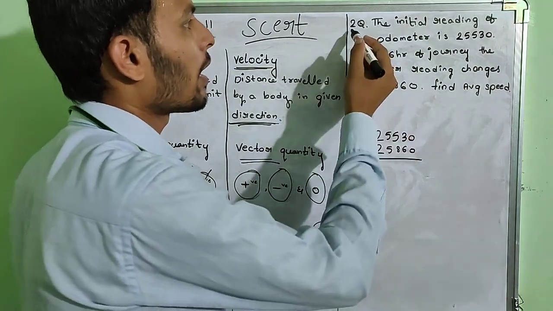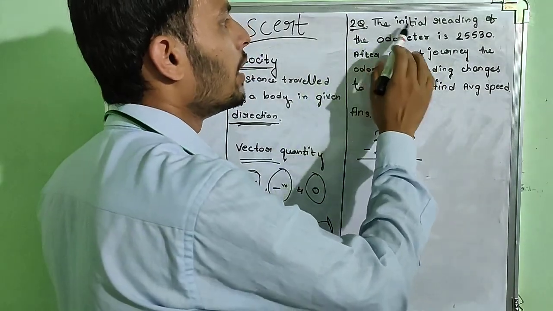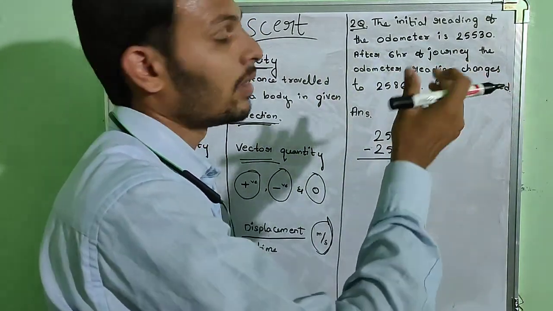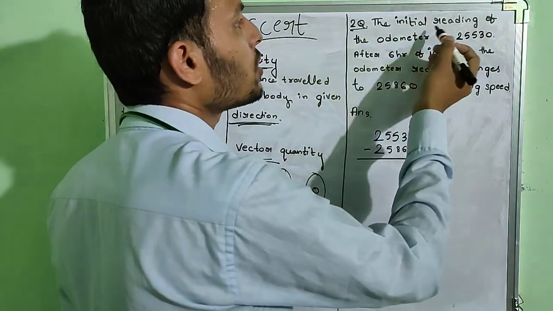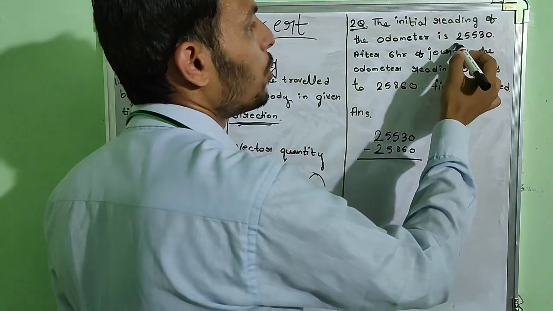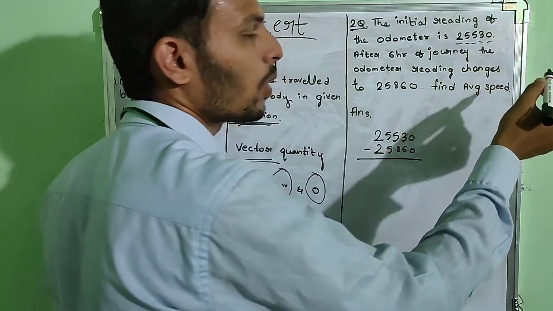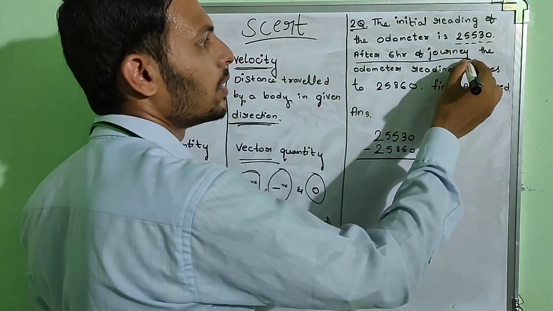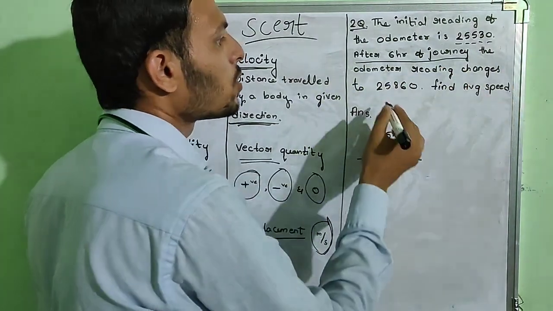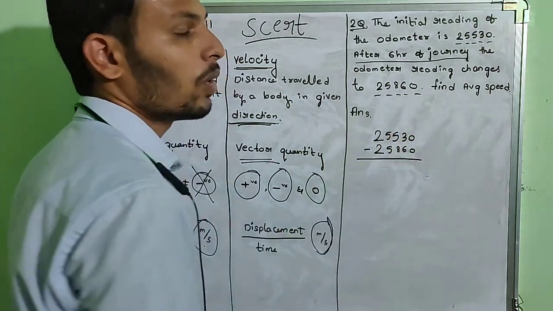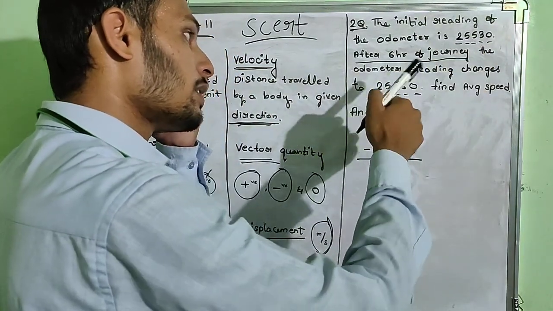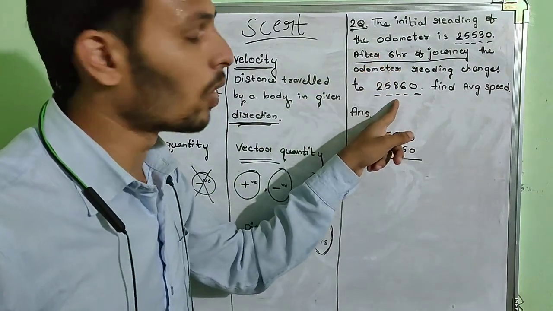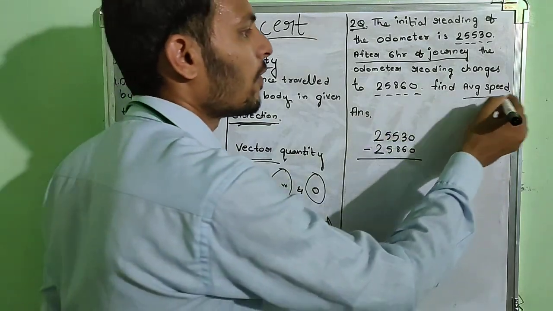Now we will see the second question. The initial reading of the odometer, which records distance in cars and vehicles, is 25530. After a 6 hour journey, the odometer reading changes to 25860. From the initial point it is changing, which means the vehicle is covering a certain distance. Now we have to find the average speed.